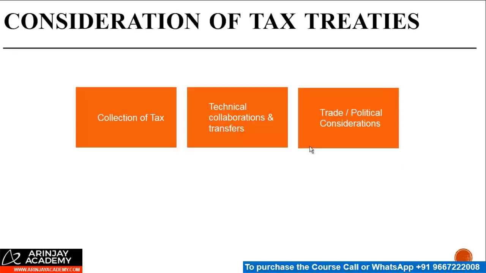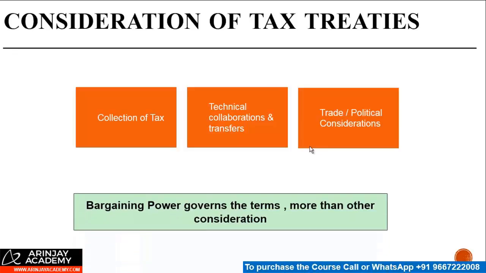The third is trade and political consideration. Obviously, if a large amount of trade can happen in a country by providing some tax benefits, the countries will consider that while entering into a treaty. And of course, wherever you have friendly relationships at a political level with a country, you are likely to provide them more benefit, or you'll be more flexible in your approach in terms of revenue sharing, compared to a country where you may not have any political advantages.